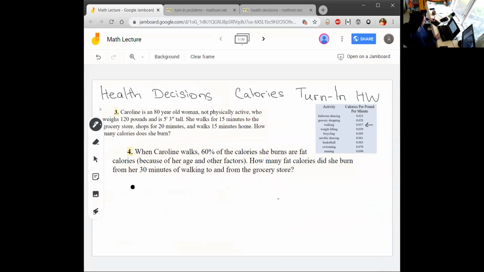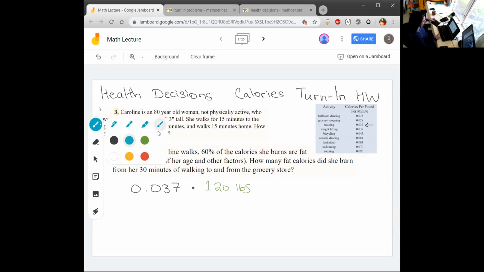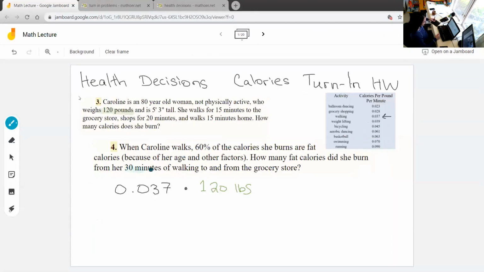So we take that 0.037 and we multiply it by her weight. Not weight, I'm sorry, 120 pounds. And we also multiply it by the time. So our time is 30 minutes of walking.